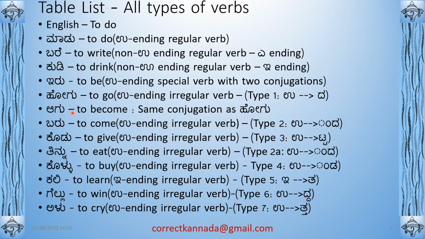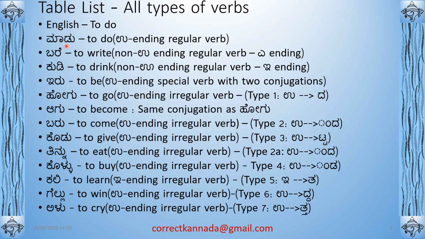Kannada, like I mentioned many times, has two types of participles. One is the verbal participle, and another one is the relative participle. The difference between the verbal participle and the relative participle is only one 'u'. For example, if you take Madu, the verbal participle is Madi, and the relative participle is Madida.